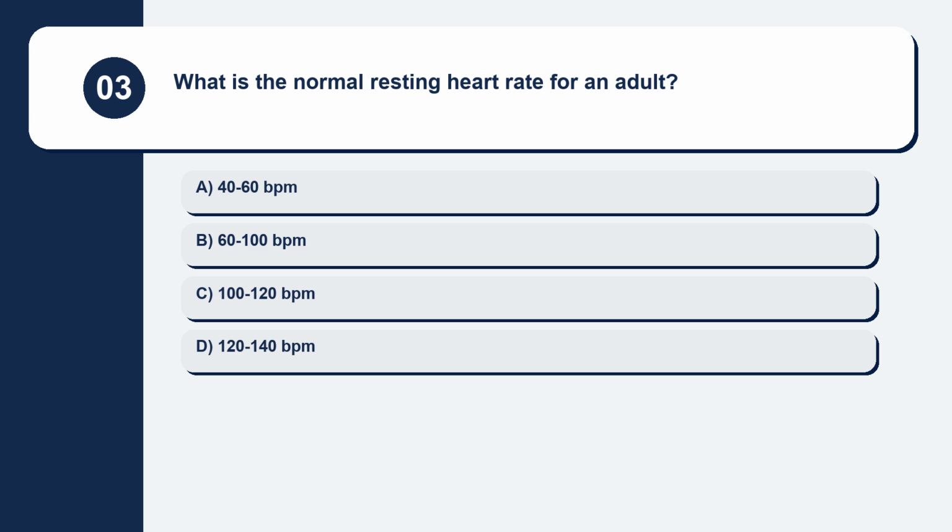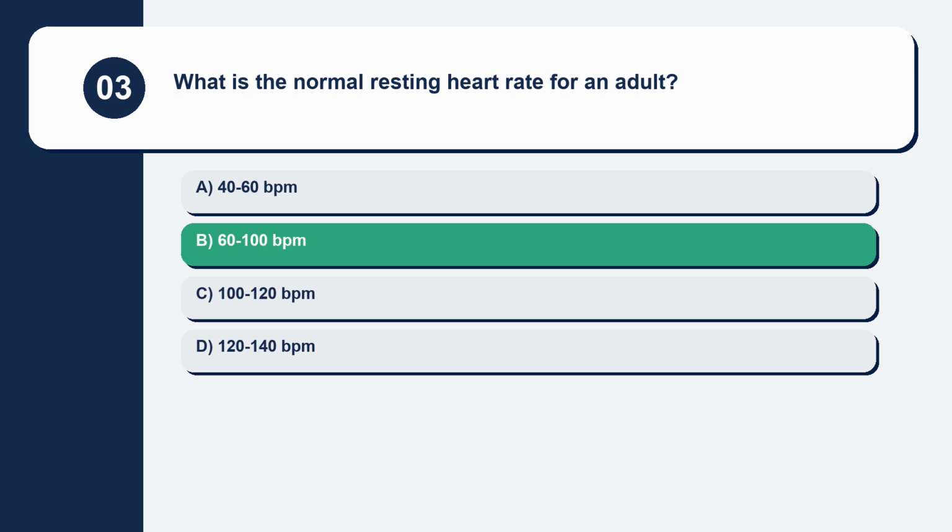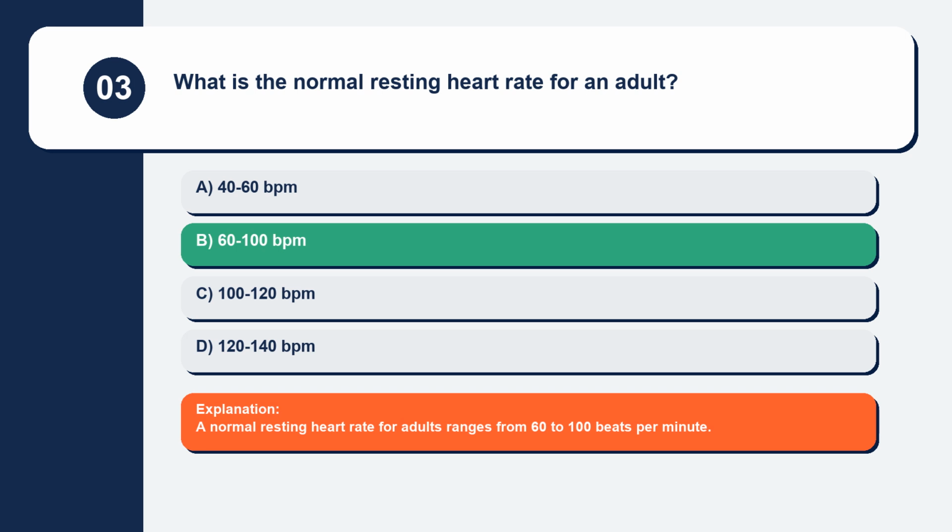Question 3. What is the normal resting heart rate for an adult? 40 to 60 bpm, 60 to 100 bpm, 100 to 120 bpm, 120 to 140 bpm. A normal resting heart rate for adults ranges from 60 to 100 beats per minute.